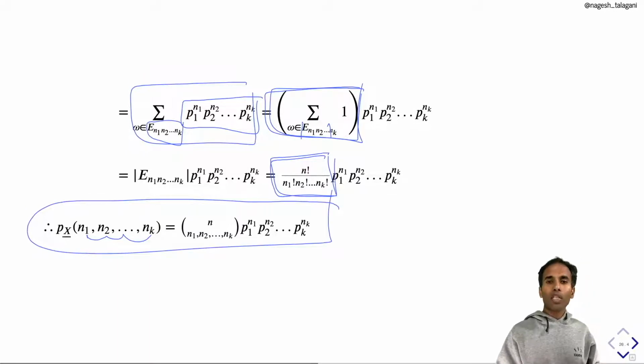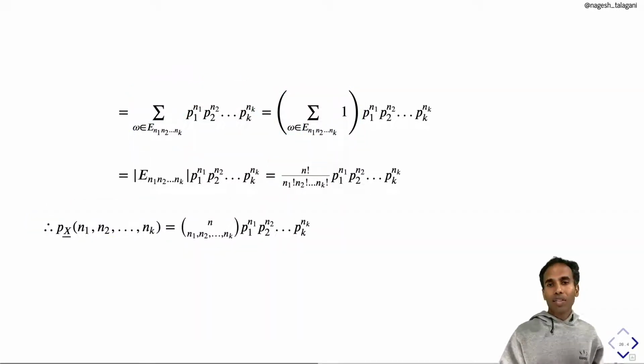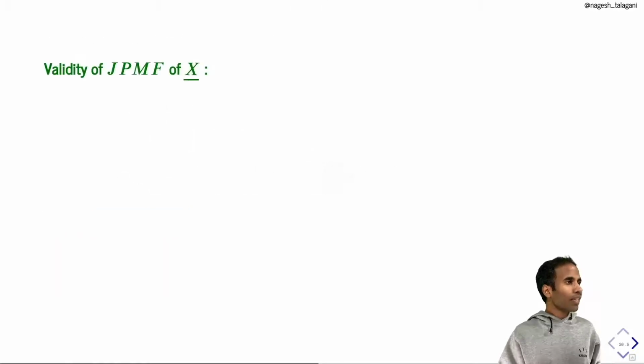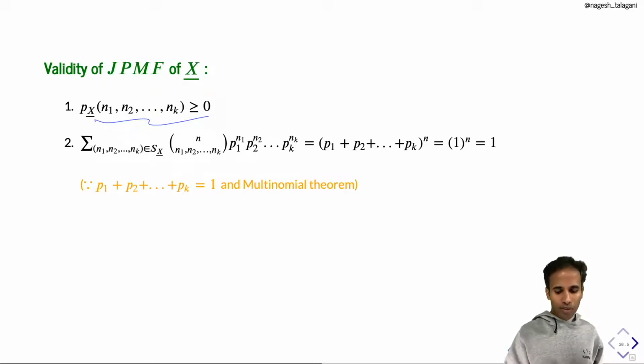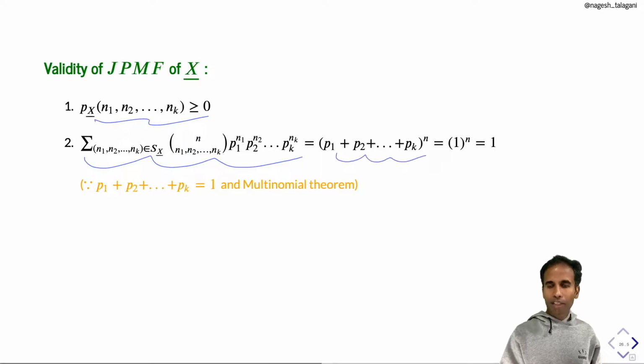This is the joint PMF of X at n1, n2, so on, nk. Now let us check the validity of this joint PMF. First of all, it is easy to see that it is a non-negative function. And the total of the joint PMF values over the support is equal to 1 because of the multinomial theorem. This is exactly equal to the multinomial expansion of (P1 plus P2 plus so on Pk) power n. So that's why.